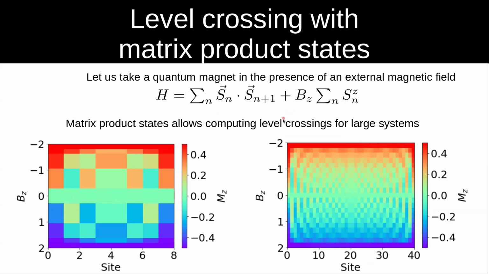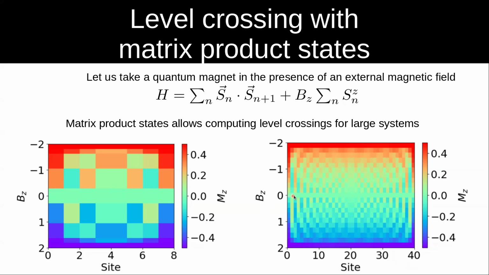And then as you increase the magnetic field, you go from a state that has magnetization zero everywhere to a state that has some magnetization in different regions of space, to a different state, and so forth. This is something that, of course, we can do for small systems, but with matrix product states, you can also do it for big systems on the order of 40 spins or even bigger. And you see that the same phenomenology appears.